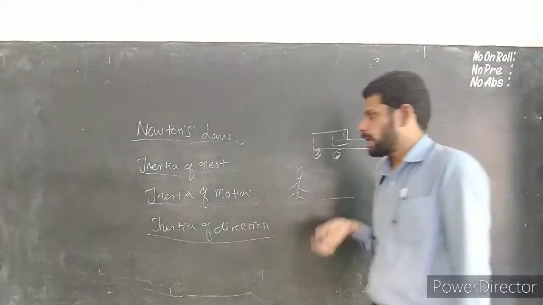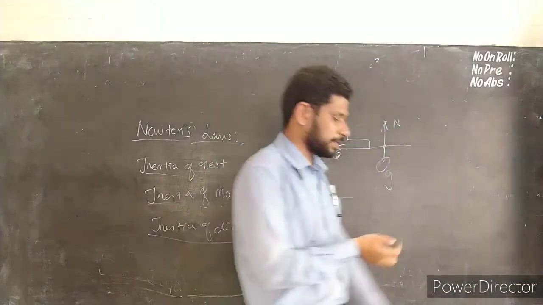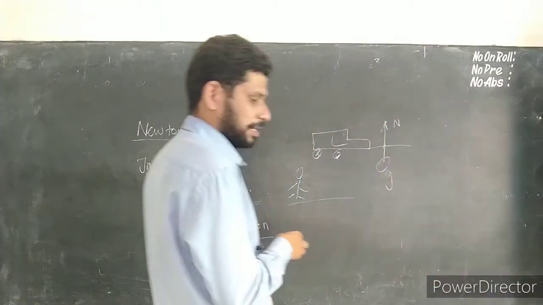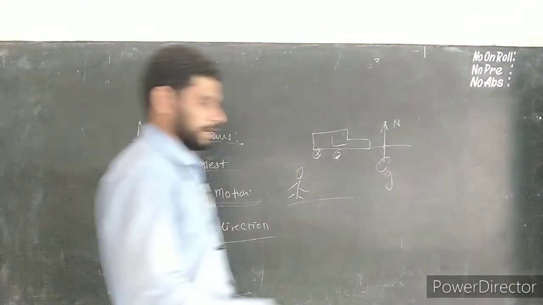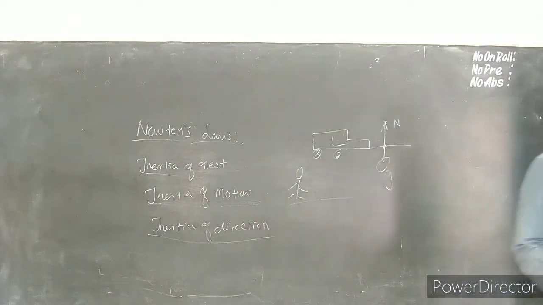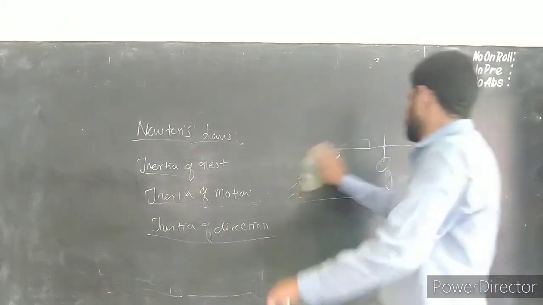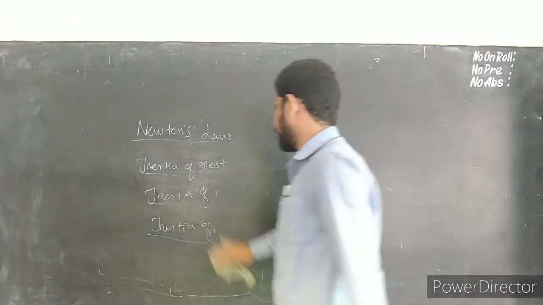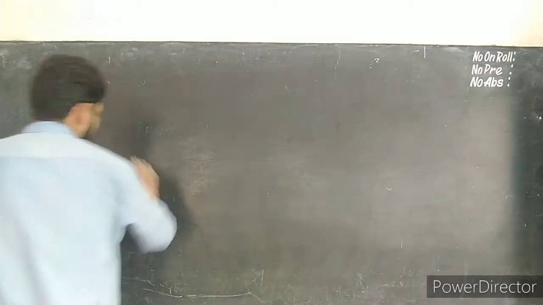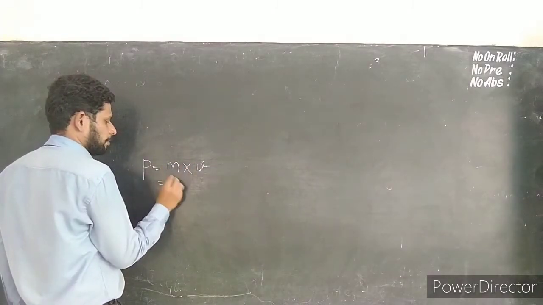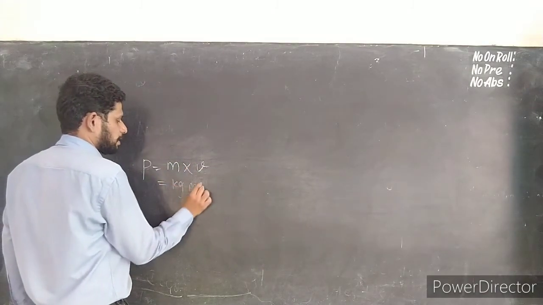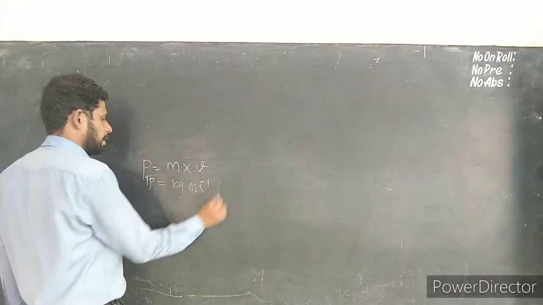Second law. What is the second law? The force acting on any object is equal to the rate of change of its momentum. What is meant by momentum? Momentum is nothing but the product of mass and velocity. Mass in kg, velocity in meter per second, so the unit of momentum is kg meter per second.